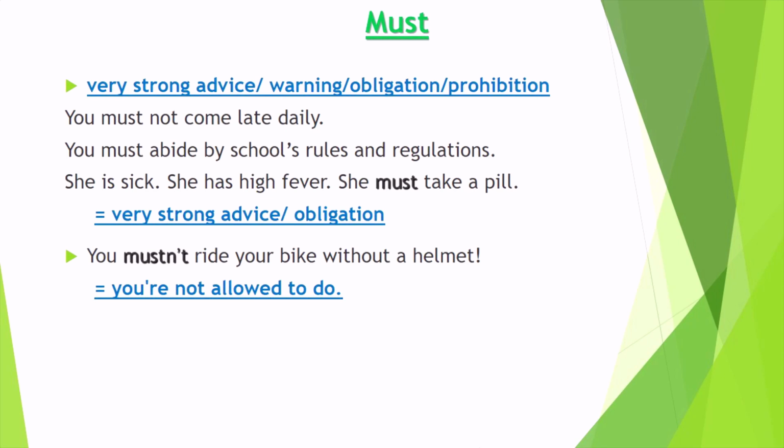Like if somebody is coming late in my class, I will just advise him that you should come on time. But when this is happening every day, I have to warn him somewhere. So for warning we use must. I will say you must come on time or you must not come late. So it becomes a warning. This is the main difference between should and must. So must is used for strong advice, warning, obligation and prohibition.